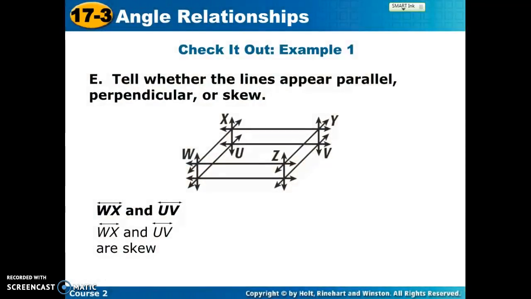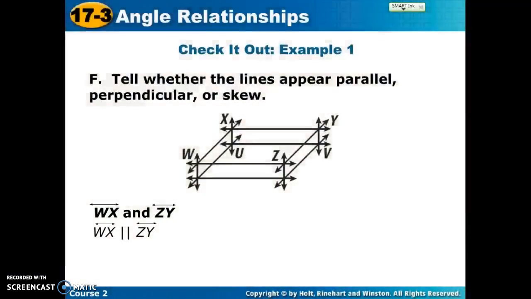Here's another one, line WX and line UV. These are skew. They don't touch each other, they don't intersect, but they're also not going the same direction. And one more here. Line WX and line ZY are parallel.